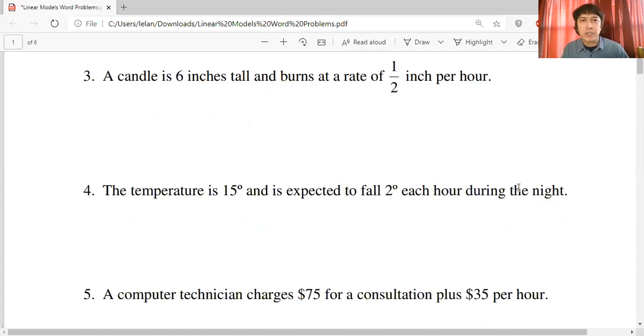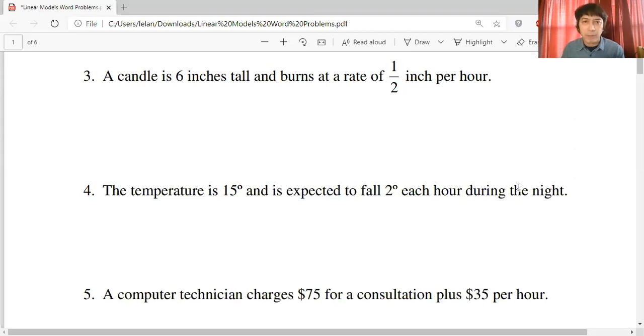A candle is 6 inches tall and burns at the rate of 1/2 inch per hour. Okay, this time it's not something like the cost which increases. This time we have a height of the candle which is decreasing. So our 1/2 inch per hour must be a negative. It must be a negative. So this will be a negative slope. And so what we have for number 3, we will be using h for the height. And this is actually in inches. And we will be using t again for time. And this will now be still in hours.